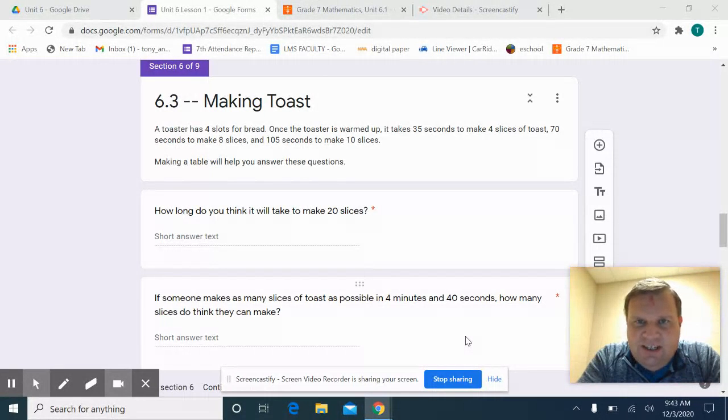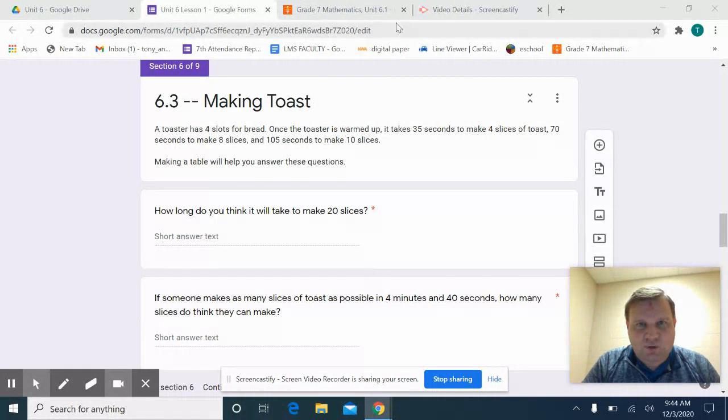And it tells us there that it takes 35 seconds for 4 slices, 70 seconds for 8 slices, and 105 seconds to make 10 slices. How long do you think it will take to make 20 slices? If someone makes as many slices of toast as possible in 4 minutes and 40 seconds, how many slices do you think they can make?